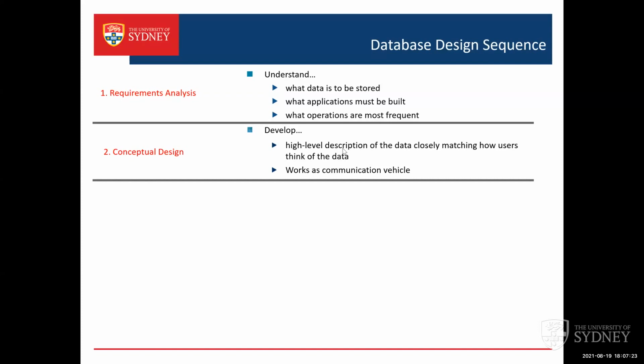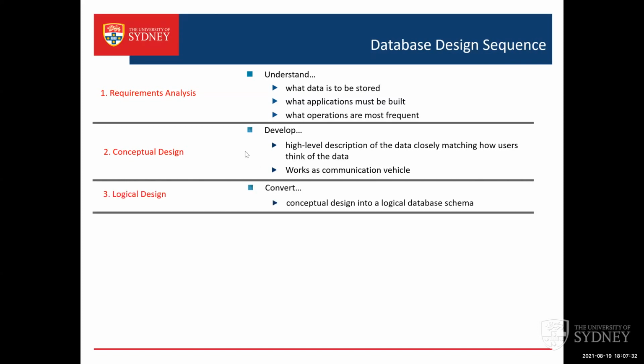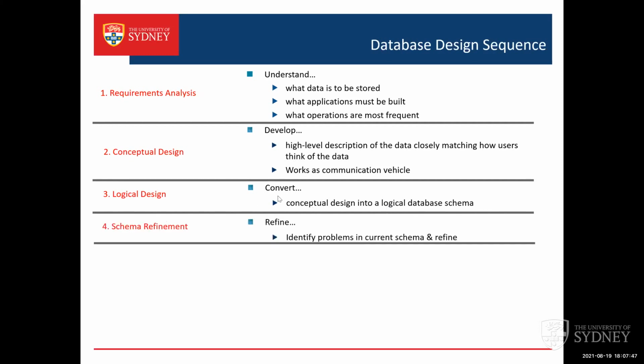This is a high-level description of the data, closely matching how the user thinks of the data. Once we have this conceptual design, from there we will make the logical design, which is actually creating the tables. This is what we are going to learn next week: we will convert this conceptual design into logical design by creating the tables. Then the tables that we create might have some issues, that might be a bad design. If one table is not performing as expected, we might need to do some refinement. That is what we do in the schema refinement process: identify the problems in the current tables and then refine if needed.